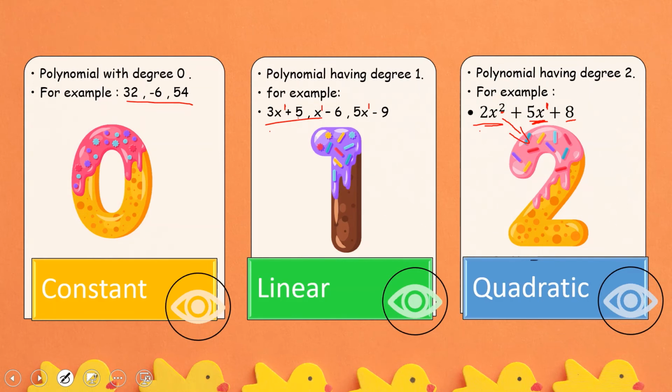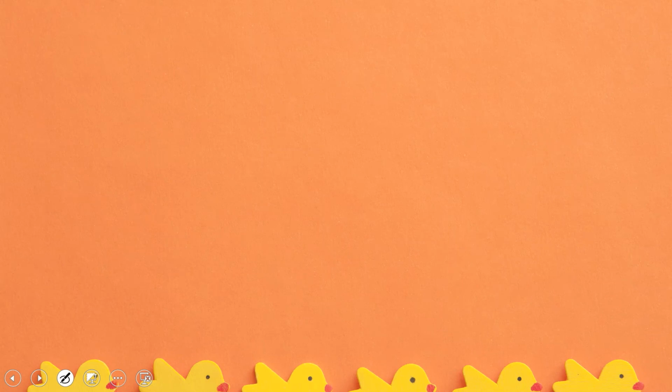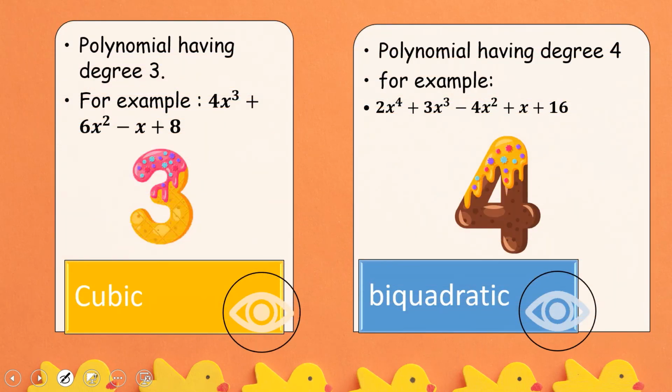I hope you guys are clear with constant, linear and quadratic polynomials based on degree. Moving forward, we shall look at the next two, which are cubic and biquadratic. Cubic means a 3 degree polynomial. For example, 4x cube plus 6x square minus x plus 8, where you can see 4x cube has exponent 3, 6x square has exponent 2, x has exponent 1, and 8 is a constant.